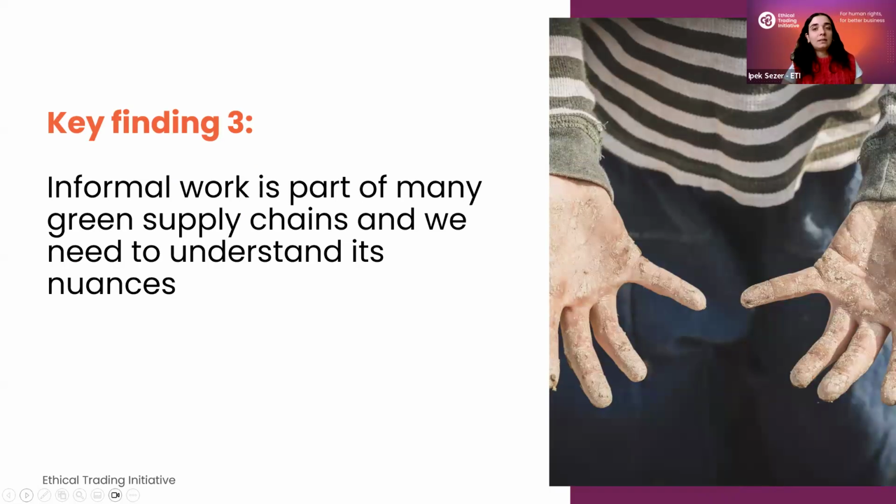Across many sectors, informal work is not a side issue. Workers who operate in informal settings are central to how supply chains function. This was especially visible in recycling and waste management. Many workers involved in environmental supply chains still lack written contracts, social protection, stable income, or clear employment relationships. Women and migrant workers were often disproportionately represented in these roles.